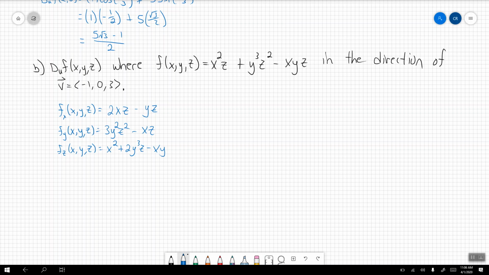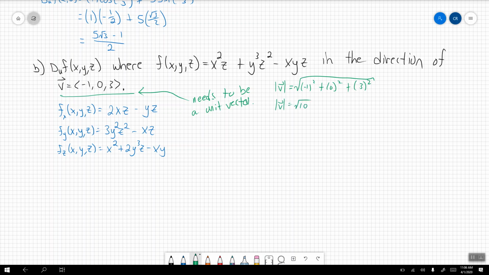Now, one more thing. The vector that is given to us needs to be a unit vector. So what we're going to do is make it into a unit vector. That means we need to find the magnitude of vector v, and we can do that by squaring each individual component, adding those results, and then taking the square root of that, which means the magnitude of v should be 9 plus 1, that's going to be 10, so square root of 10.